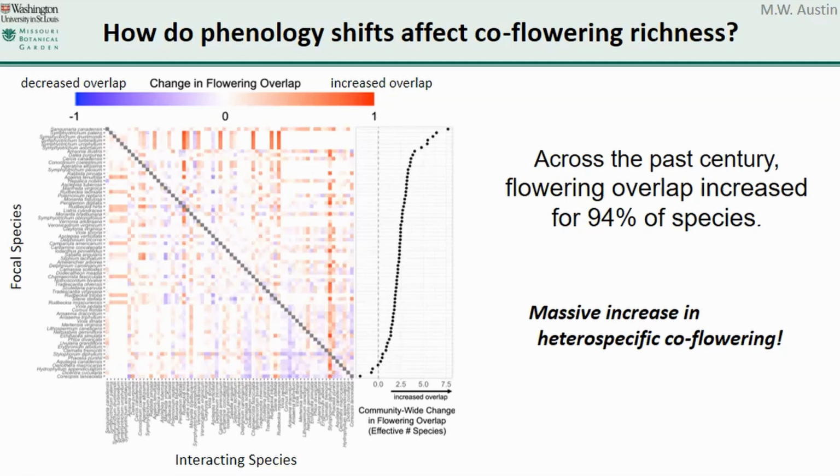And the takeaway from this panel is that if you look at this vertical dotted line at 0, which indicates no net change in flowering overlap at the community level, all species to the right of that line have increased in flowering overlap from 1940 to 2010. And thus, we see just a massive increase in heterospecific flowering overlap at the community level at Shaw, whereby all but 4 of our 68 species have increased in flowering overlap across the past century.